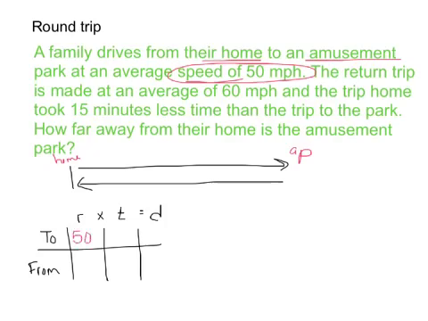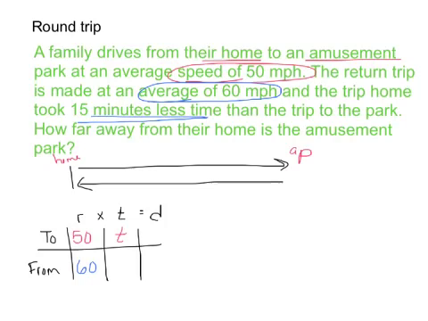The return trip is made at an average of 60 miles per hour. So that's going to be going back. The trip from the amusement park is going to be 60 miles per hour. The trip home took 15 minutes less time than the trip to the park. So if it took t hours to get to the park, it's going to take 15 minutes less.